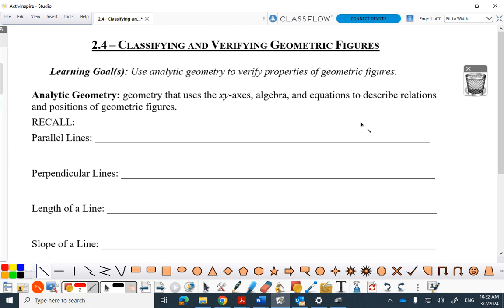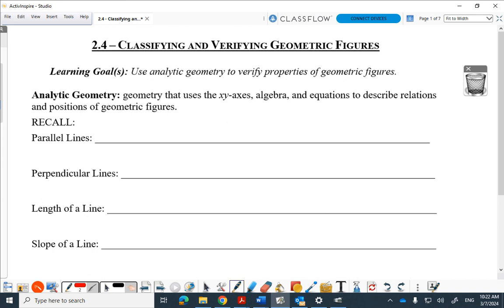But our analytic geometry means find midpoints, find lengths, find slopes. That'll be step 1 for us. So don't let the phrase analytic geometry intimidate you too much. To verify properties of geometric figures. Before we get out of hand, let's just get our basis down again. Analytic geometry uses the xy axis, algebra, and equations to describe relations and positions of geometric figures.